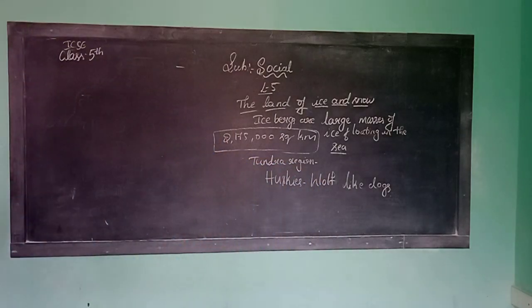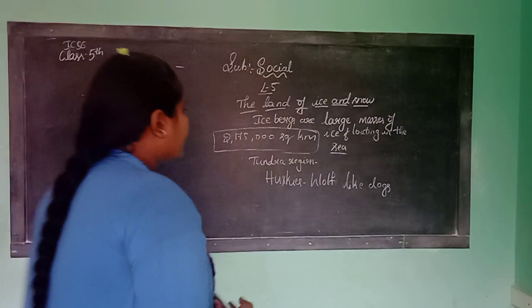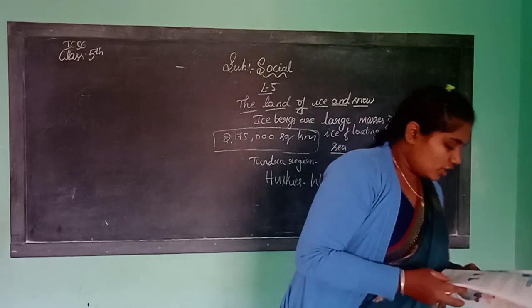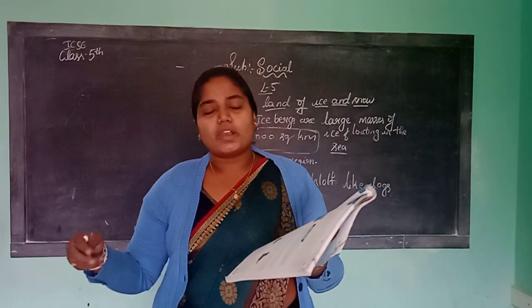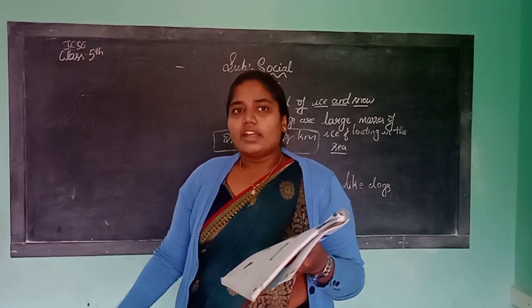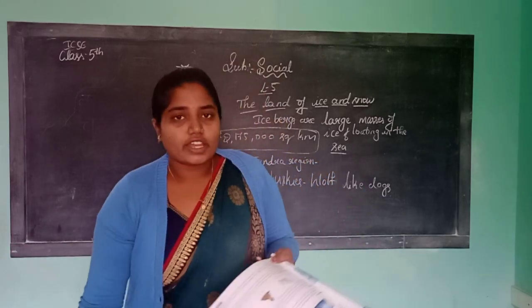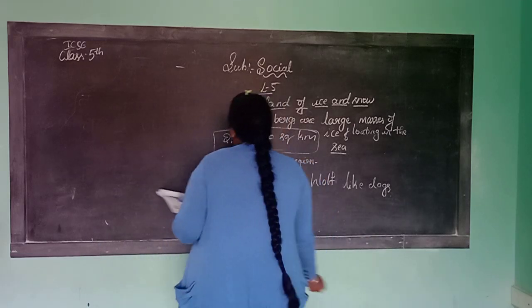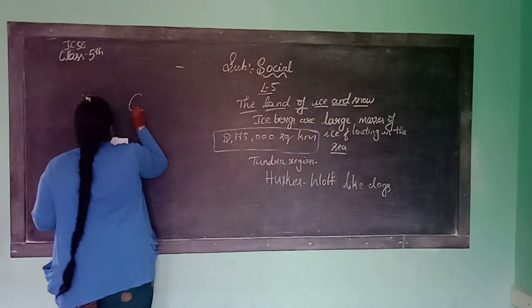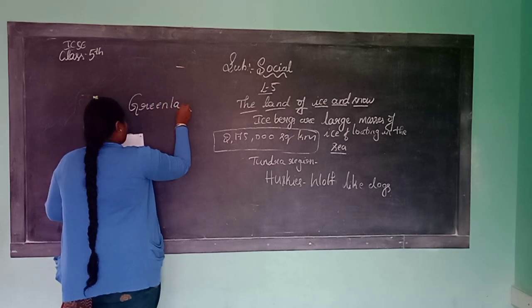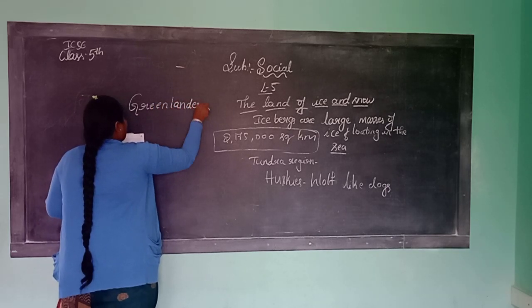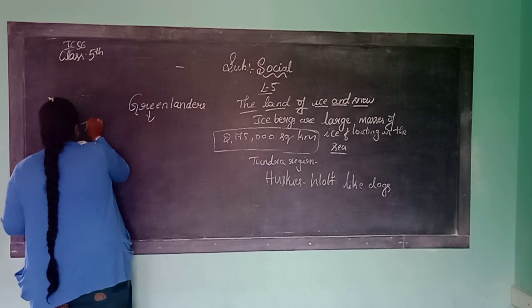So now we are going to discuss the life of the people. How is the life of the Greenland people? The native people called Greenlanders, the people who stay only in that region, in that area, are the native people. They are called Greenlanders. What do you mean by Greenlanders? The native people of Greenland region.